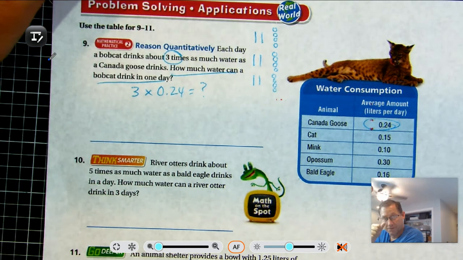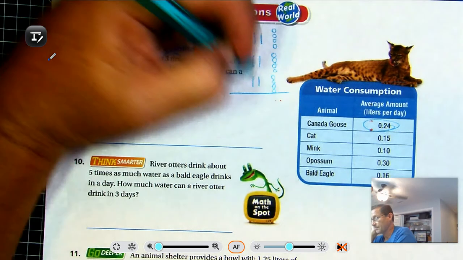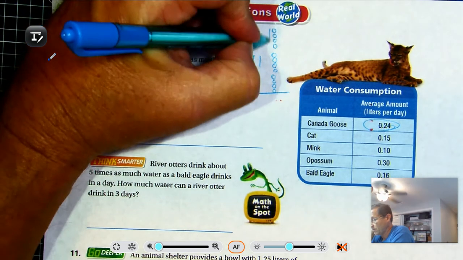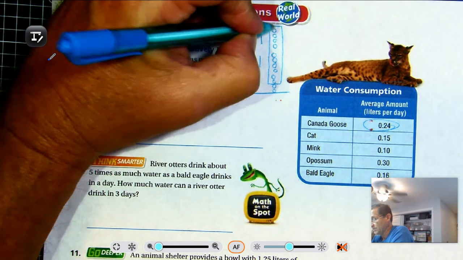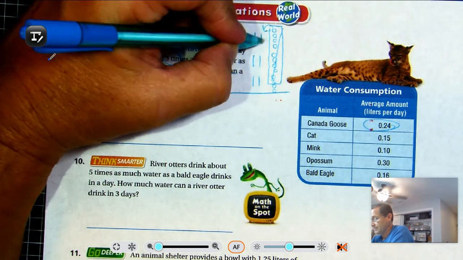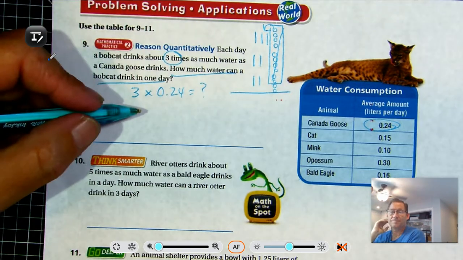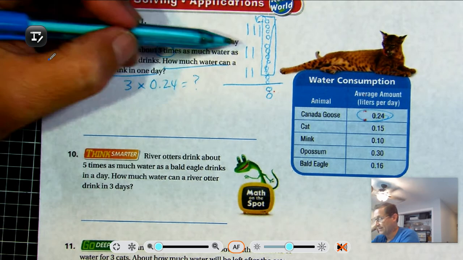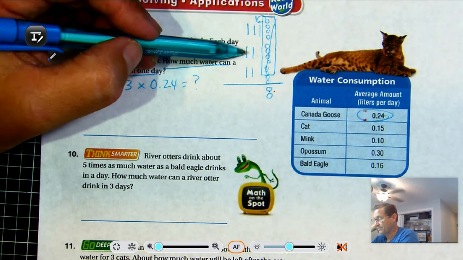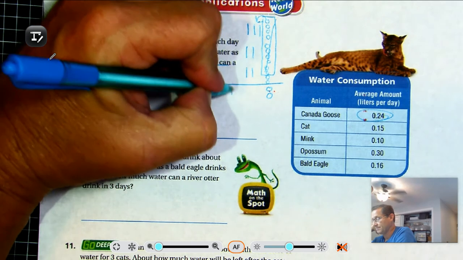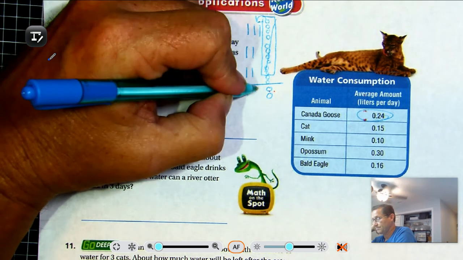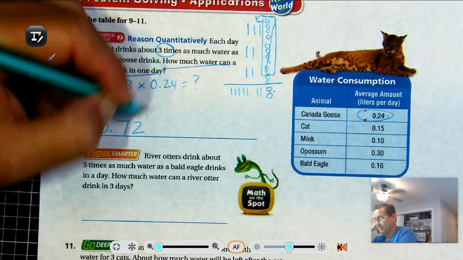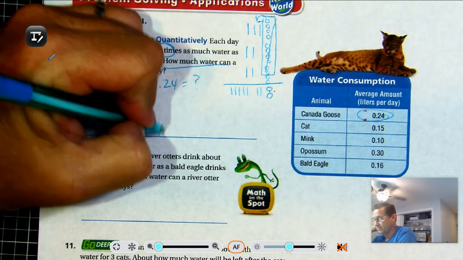All right, so I've got 3 groups of 24 hundredths, 4, 8, 12 hundredths. So I want to regroup 10 of those hundredths as 1 tenth. That leaves us 2 hundredths. And combine the tenths. 3, 5, 7. 7 tenths. So 72 hundredths liters of water.